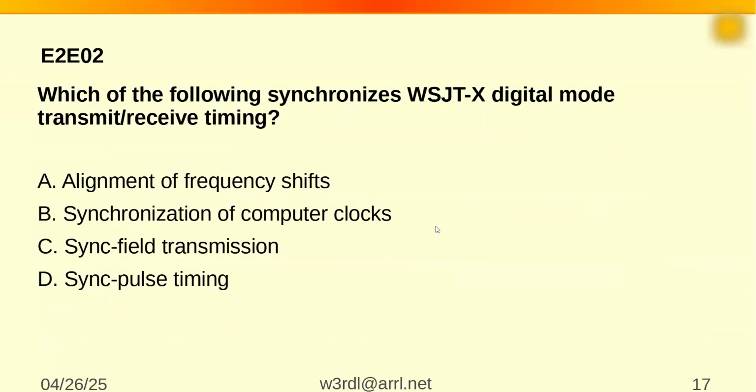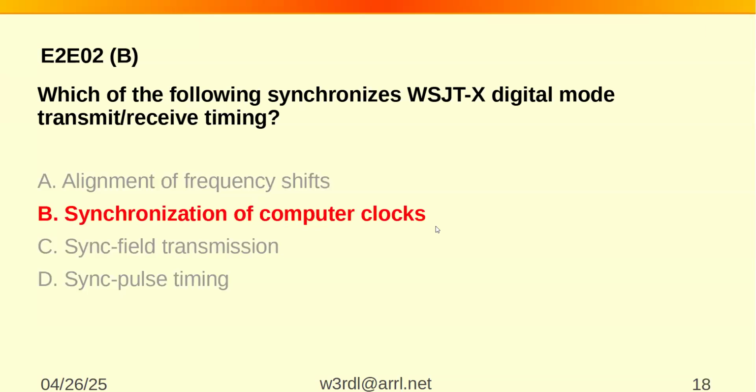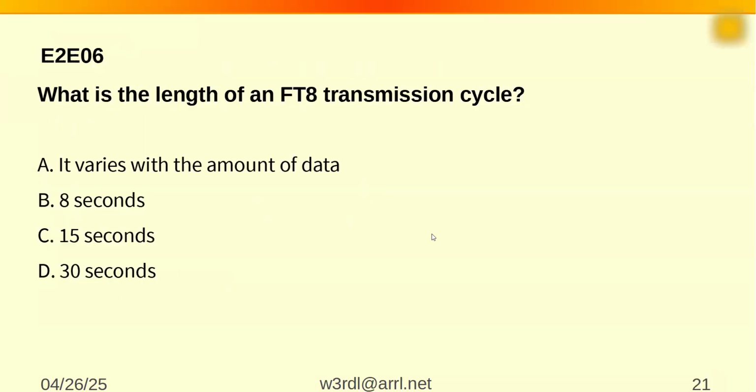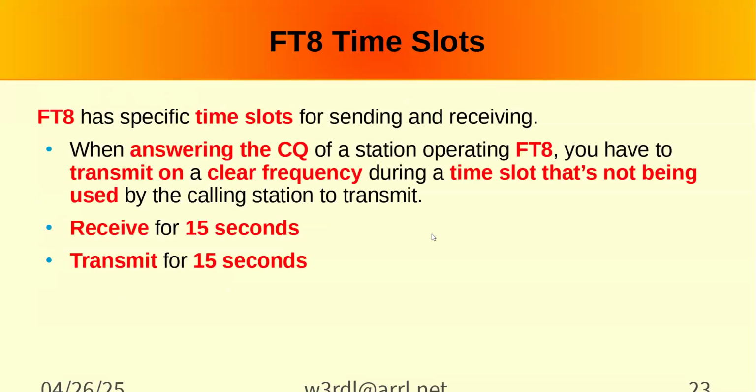Okay, so which of the following synchronizes WSJTX digital mode transmit, receive timing? Which of the following is required when using FT8? What's the length of an FT8 transmission cycle? And FT4 is?